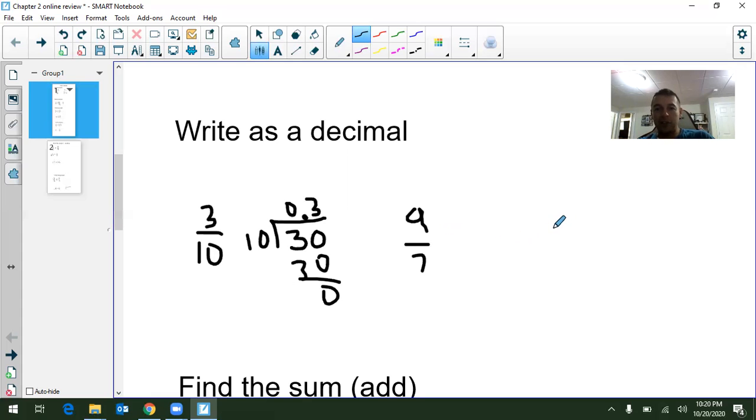9 divided by 7. So this time, same thing. We're going to put the top number in the box. We have 9. And we're going to divide it by 7. So 7 can go into 9 one time. So 1 times 7 is 7. And then we're going to have a remainder of 2. 7 can't go into 2, so we're going to put our decimal in, bring that up. We'll be able to add a 0 and bring one of those zeros down.